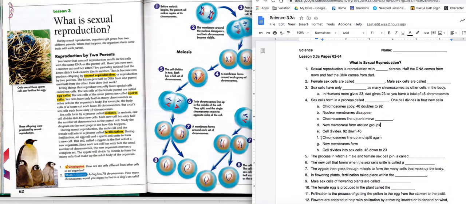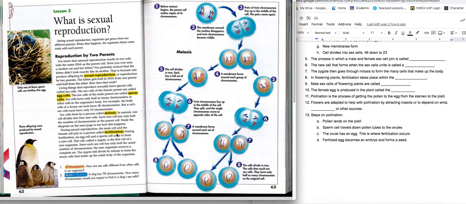Let's see if I can scroll quickly here. Move that up. Good. Let's get this last paragraph. During sexual reproduction, the male cell and the female cell join together in a process that's called fertilization. Number 5 up here. During fertilization, an egg cell and a sperm cell unite.